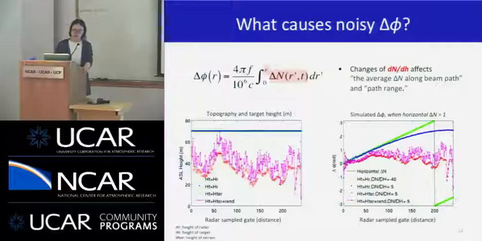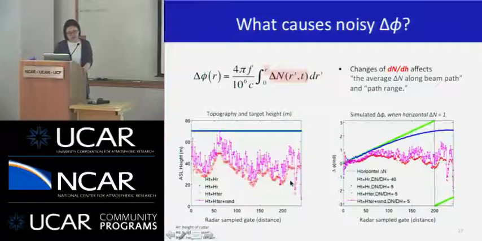Furthermore, we want to simulate how noisy this will become and what problems it might cause. Because everything starts with the height differences, the green line and the blue line here show the height of the targets at distances away from the radar. And the red one is the topography changes. We also mimic the height of the ground targets, which are randomly distributed.